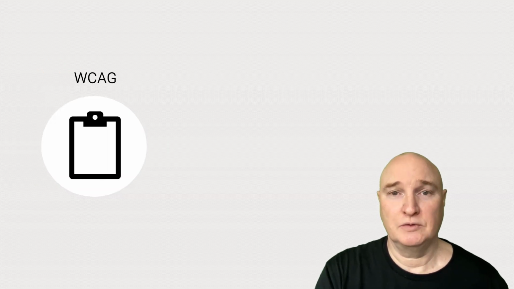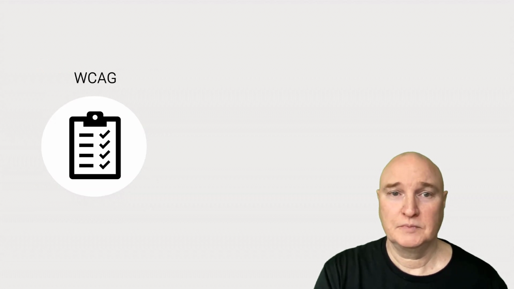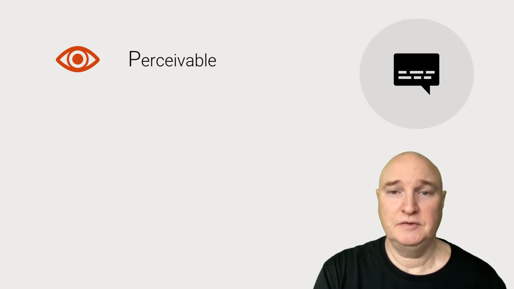Now, WCAG is based on 4 principles. The first principle is perceivable. This means that information and user interface components must be presented to users so that they can be perceived. An example of this would be to include captions on a video for those that can't hear it.